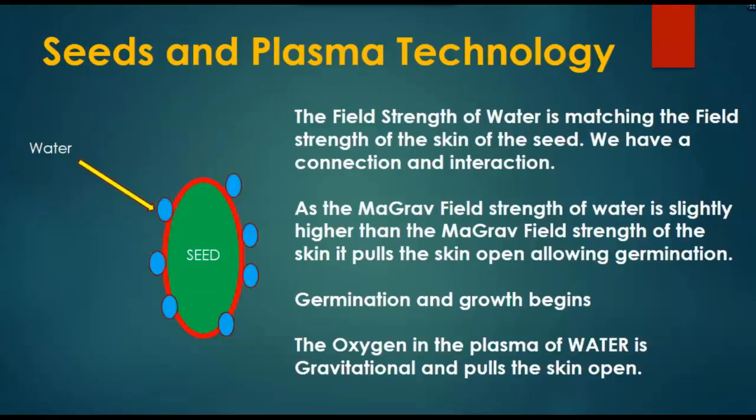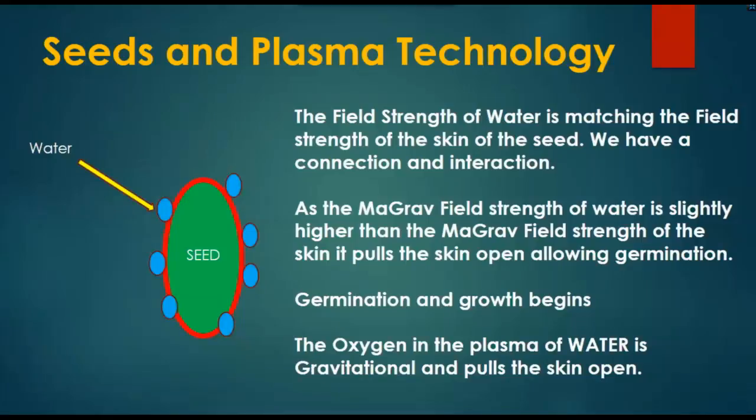And as the magnetic gravitational field strength of the water is slightly higher than the field strength of the skin around the seed, it's able to pull the skin open, allowing for the germination. So it allows that water to actually penetrate through. We then get the germination and the growth begins.